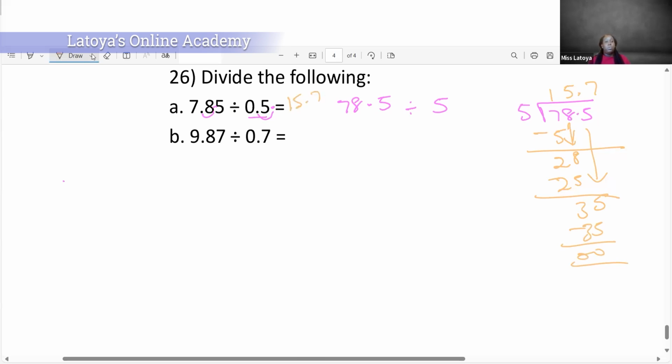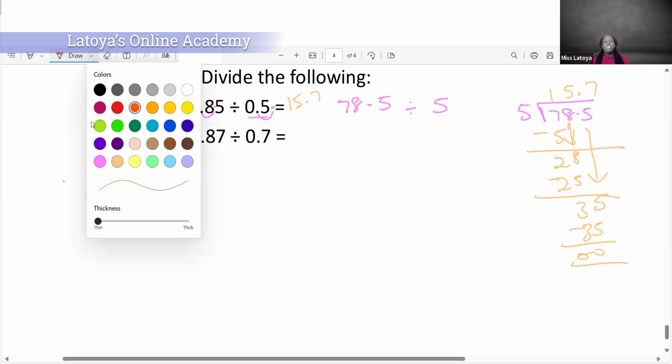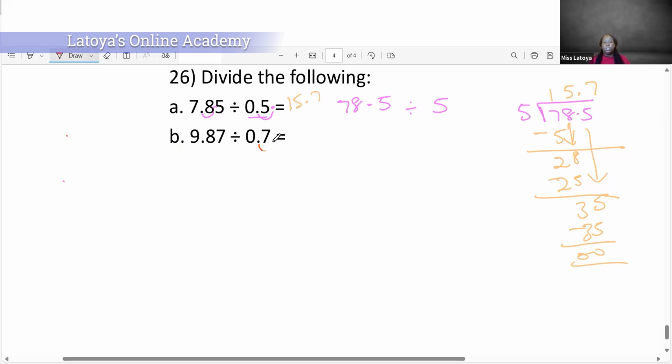And the last one, we also have a decimal point in the divisor. We have to shift it once to make it a whole number. The number we are now dividing by is 7. Once we shift a decimal point in our divisor, we also have to shift it the same number of times in the dividend. In this case, it's 1. So we're getting 98.7. And then you divide 7 into 98.7.